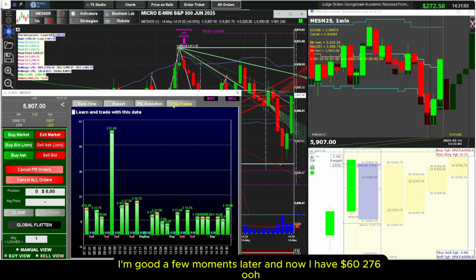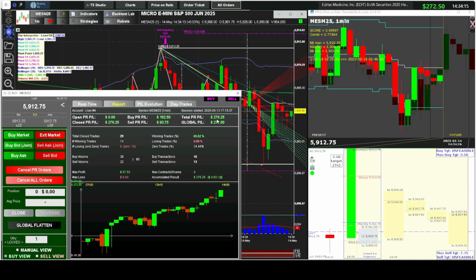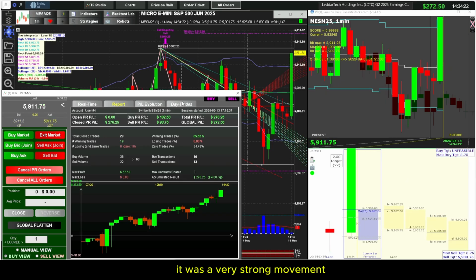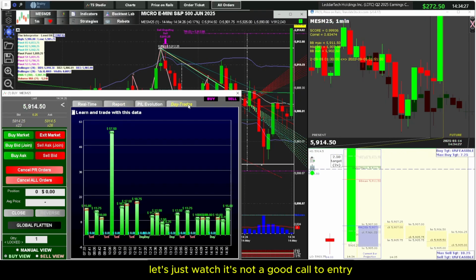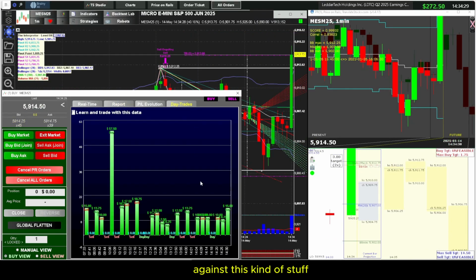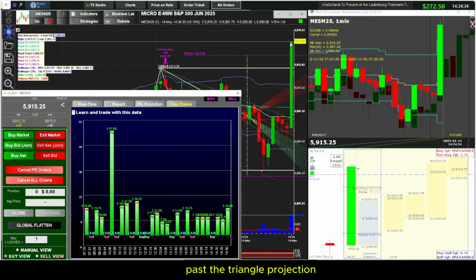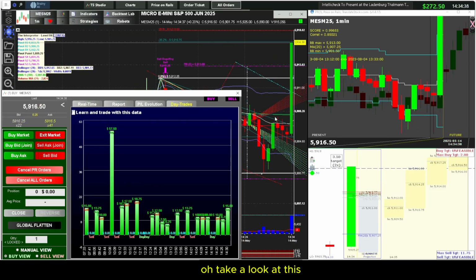Okay, I'm good. A few moments later, and now I have $60, 276. Ooh, take a look at this. It was a very strong movement. Let's just watch. It's not a good call to enter against this kind of stuff. I went into the triangle projection, past the triangle projection. Yeah, let's take a look at this.